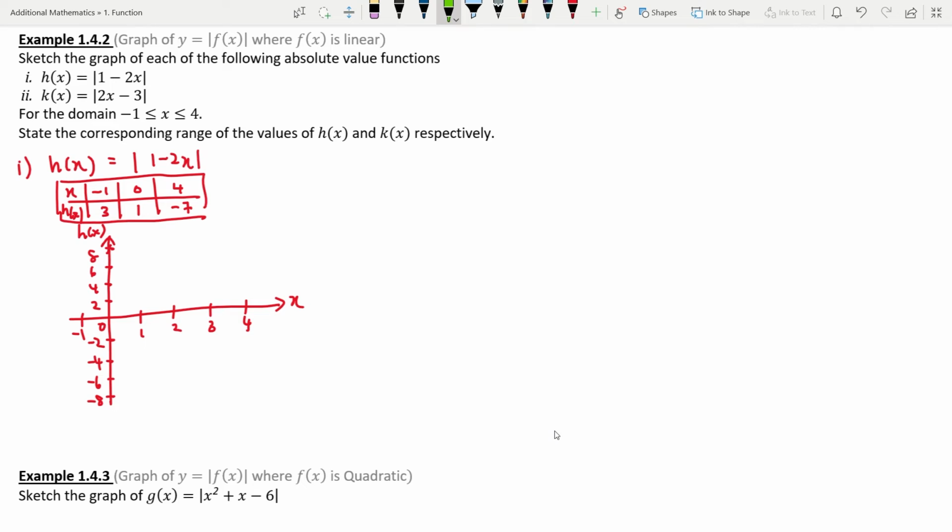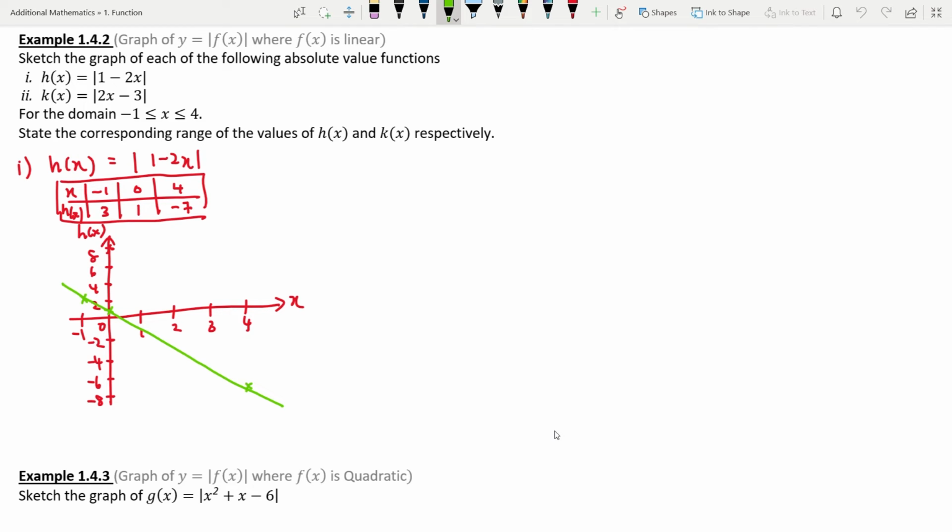When x is -1, h(x) is 3. When x is 0, h(x) is 1. When x is 4, h(x) is 7. So this is how the graph of h(x) without a modulus should look like.